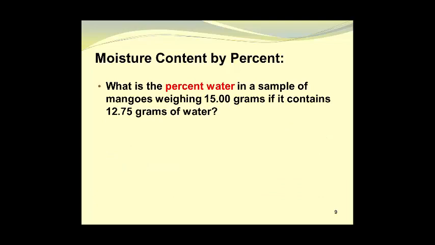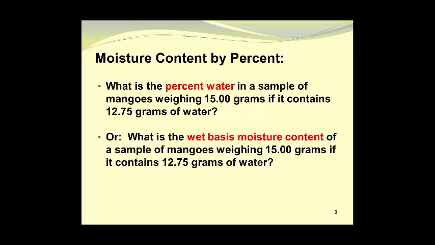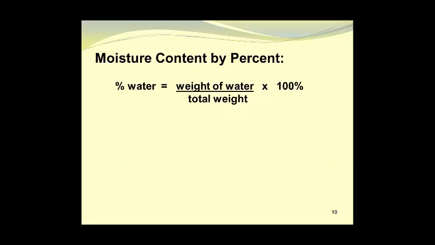So what is the percent water in a sample of mangoes weighing 15.00 grams if the sample contains 12.75 grams of water? Or we can reword this to say, what is the wet basis moisture content of a sample of mangoes weighing 15.00 grams if that sample contains 12.75 grams of water? This is the same problem stated in two different ways.